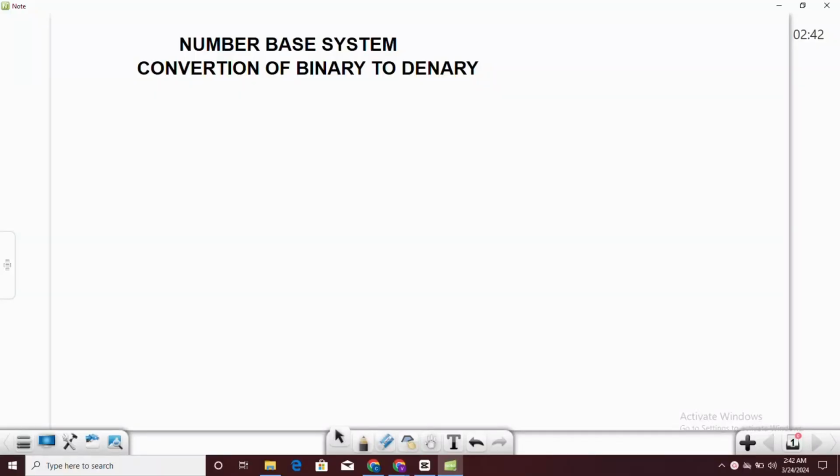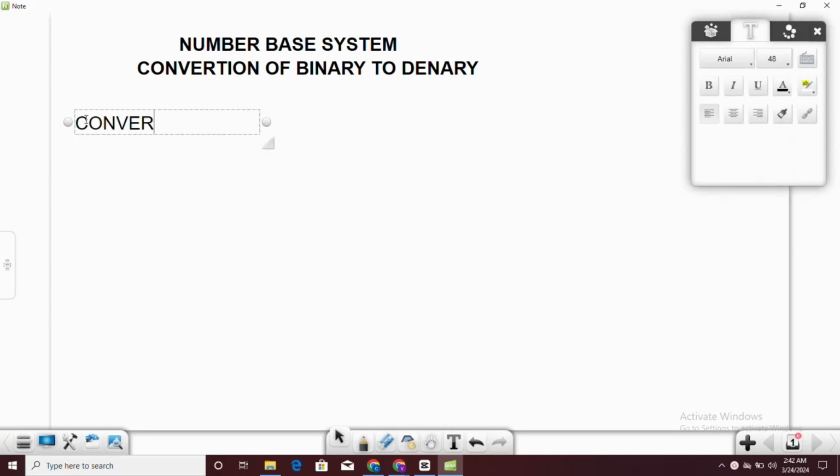Okay, hello guys. So we are going to be converting binary to denary. That's today's topic. We're going to be converting binary numbers to a base 10 number. So let me write a question out.